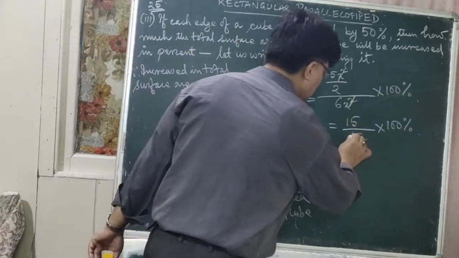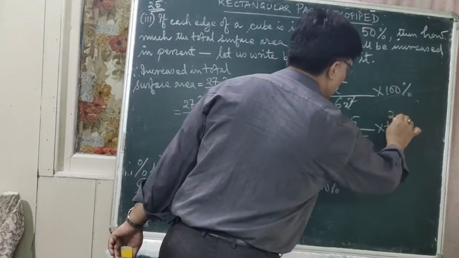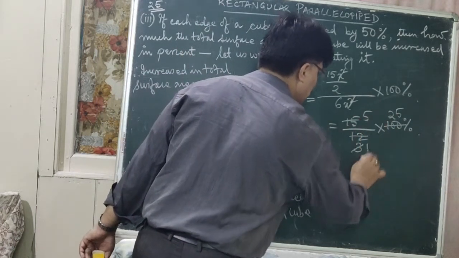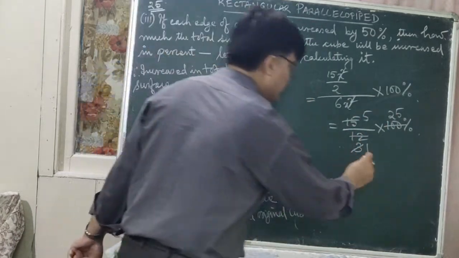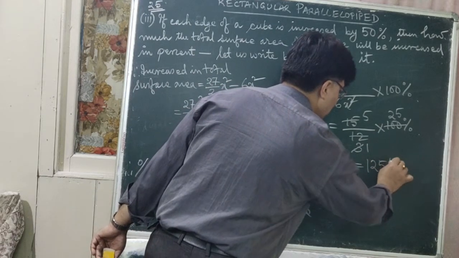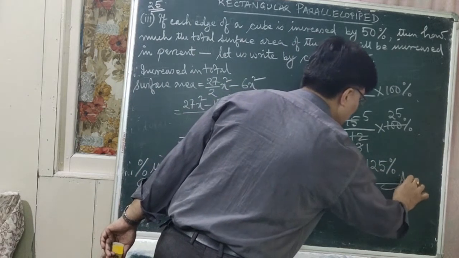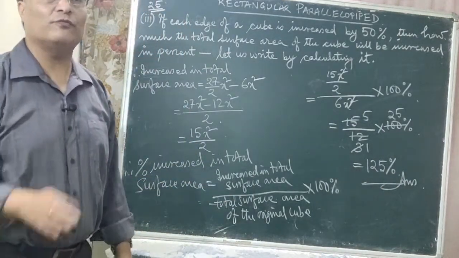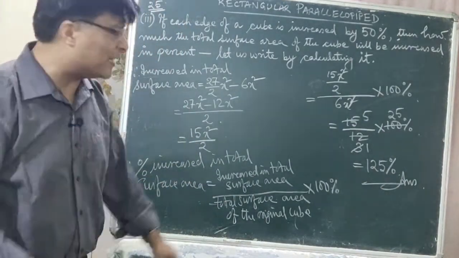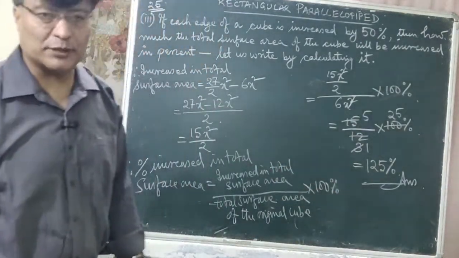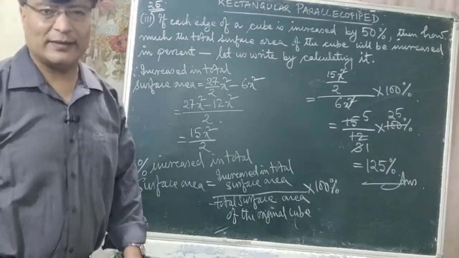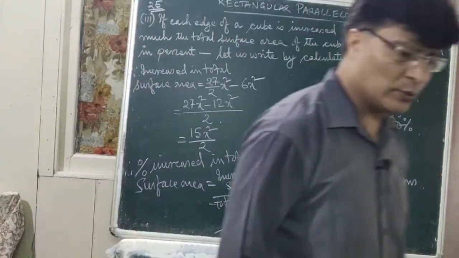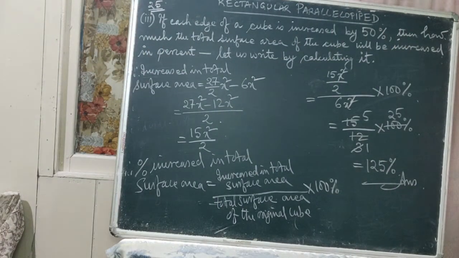So let us simplify it. 4 threes are 12, 4 ones are 25, so 3 ones are 3, 3 fives are 15, which is equal to 25 fives, how much is that? 125%. So this is the answer. How much will the total surface area of the cube be increased in percentage? It is 125%. So that is your final answer. I think you have understood it, so you can copy it. We'll do the next question now.